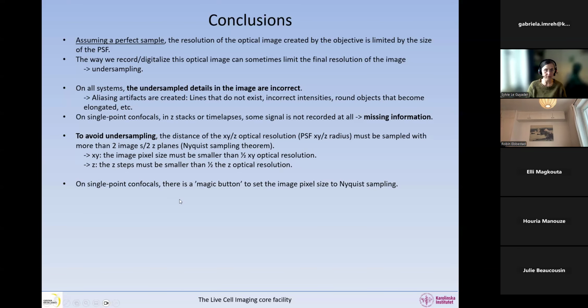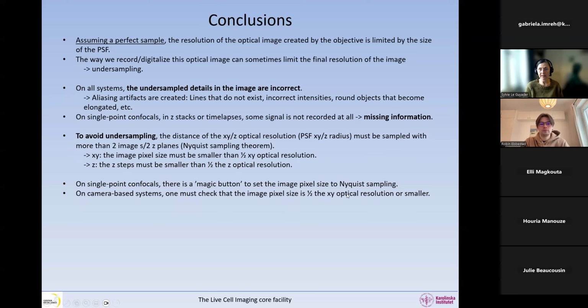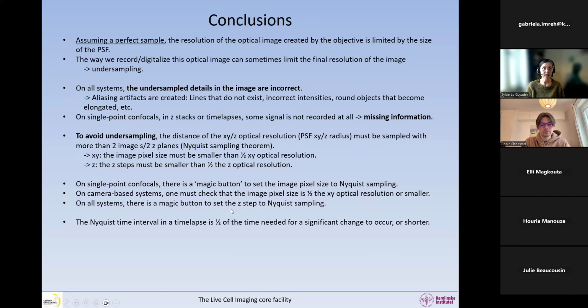On single point confocal, click the magic button. And on camera-based systems, you must check that the image pixel size is also half or smaller of the optical resolution. So just look in the software at the image pixel size and calculate it. See if half, then you're fine. And on all systems, there is a magic button for Z. And in time, we need to find out what is a significant change for our scientific question, how long it takes to occur, and then we divide this by 2, and this is the way we set our interval. Half of the time it takes for a significant change to occur, or smaller intervals.